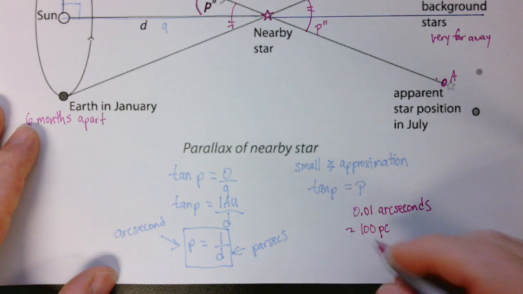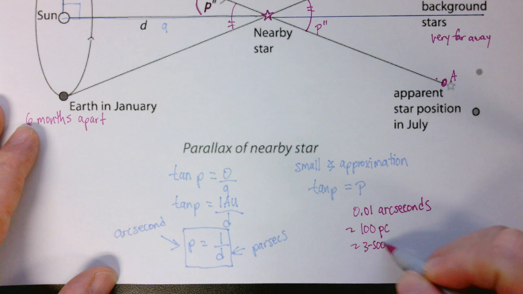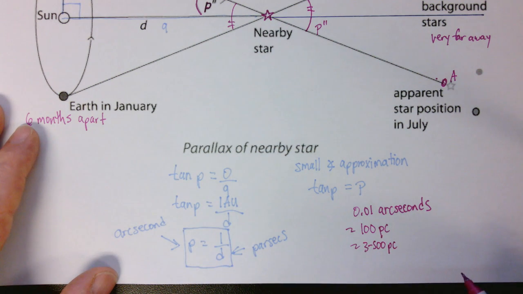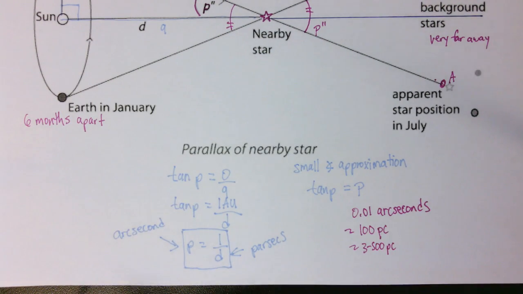With the advent of some new satellites, we have extended that range up to the 3 to 500 parsec range. But those are the limits because the angles are just infinitesimally small, which you can get a sense of when we are trying to detect angles that small.